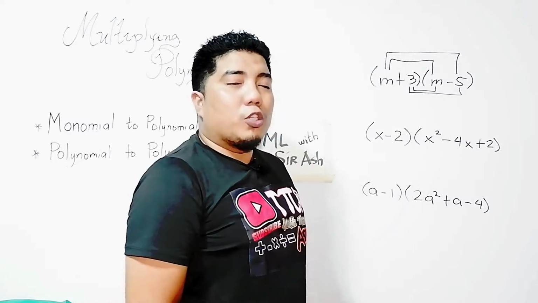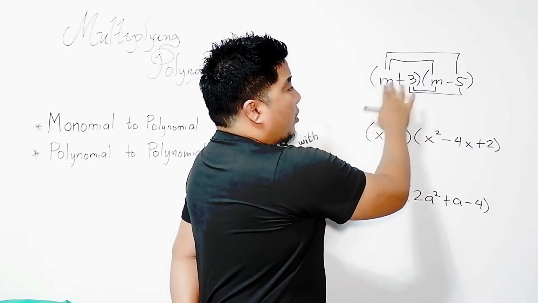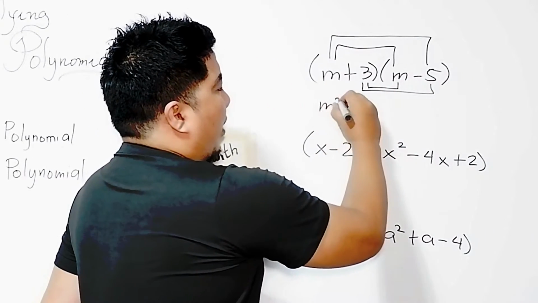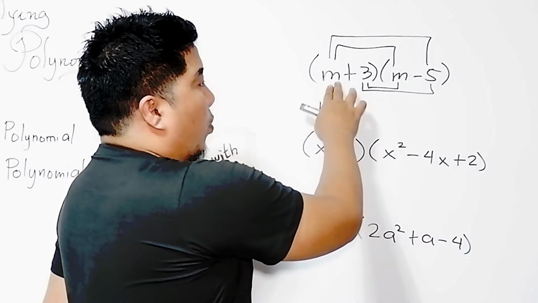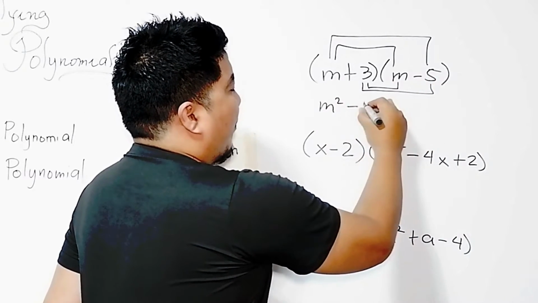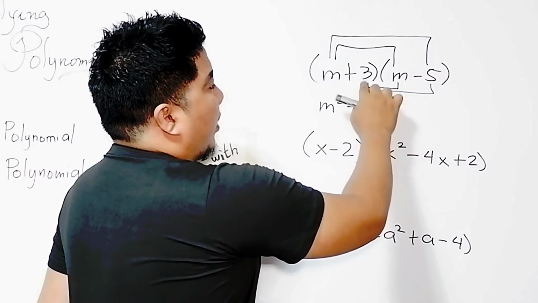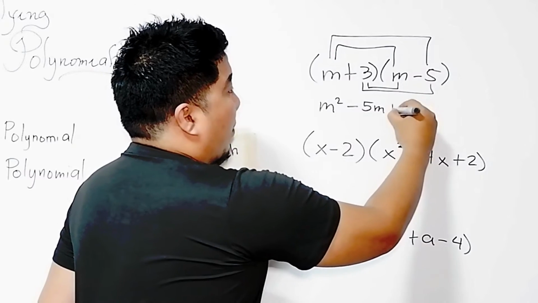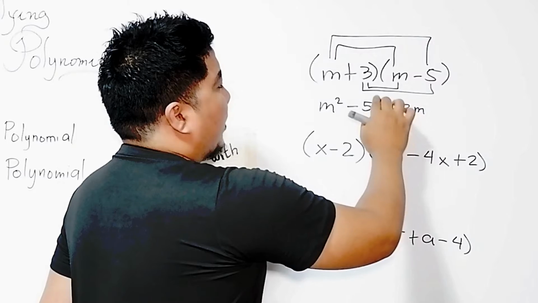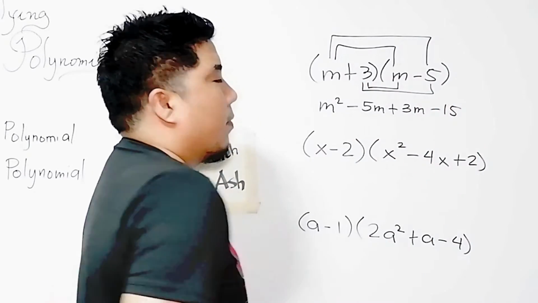Okay. So, since we are applying the horizontal method, what you can do is you just apply the first terms. M times M, that will give you m squared. Then you apply the O, the outer terms. M times negative 5, that will give you negative 5m. Now we go to the inner terms. 3 times m, and that is positive 3m. And finally, we have the last terms. 3 times negative 5, that is negative 15.